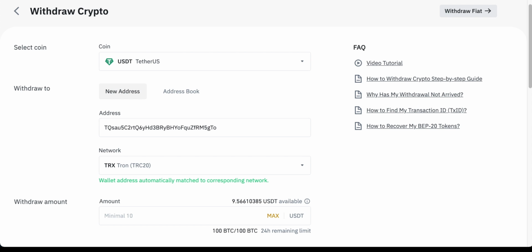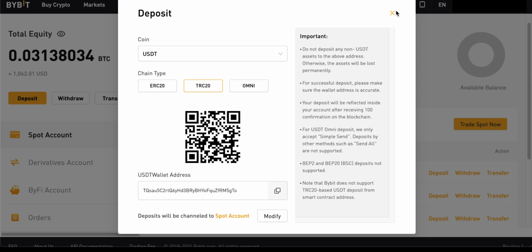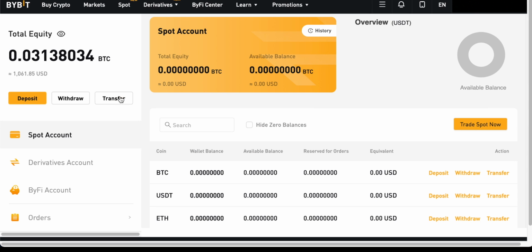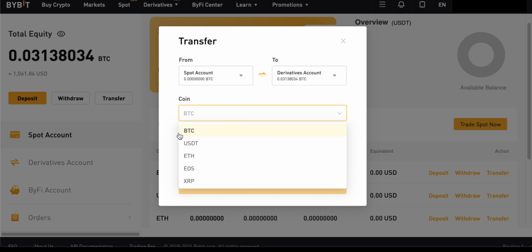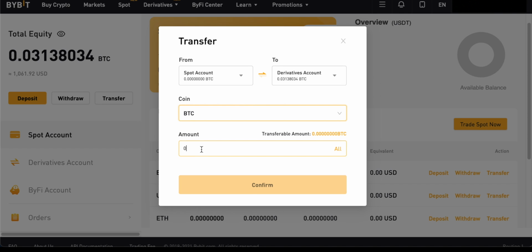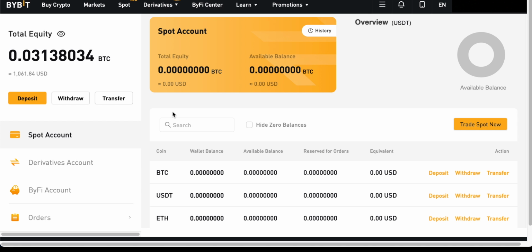Once you do have cryptos on account though, you can also transfer them in between your accounts. So you can come to this option right here, transfer. You can transfer from a spot account into your derivatives account if you want to fund your derivatives account. Simply choose which coin that you want to transfer over and then the amount, press confirm, and that will do an internal transfer, so there won't be any fees.